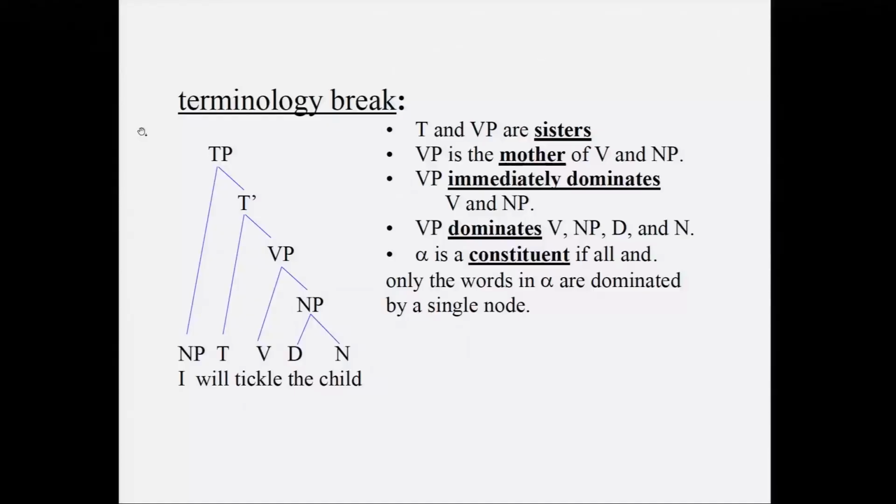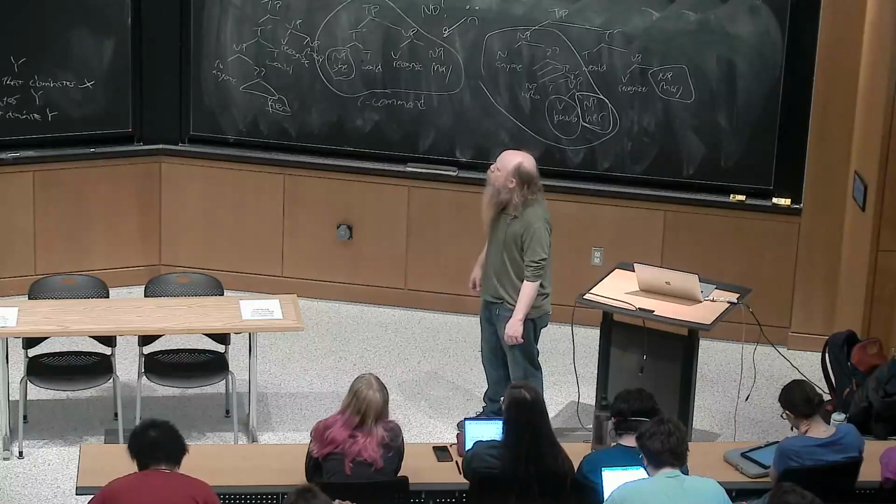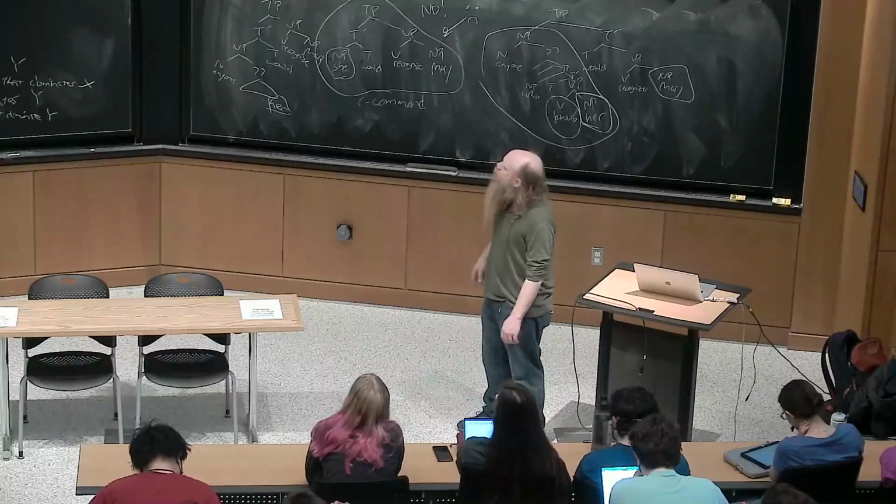We talk about mothers. So the noun phrase, the child, is the mother of D and N, the child. We also talk about daughters. So the and child are the daughters of the noun phrase. And I think I said last time, that's it. So we don't talk about grandmothers or aunts or anything else.